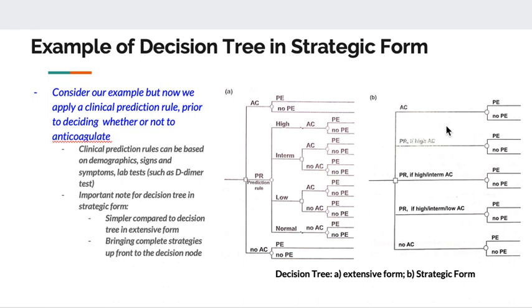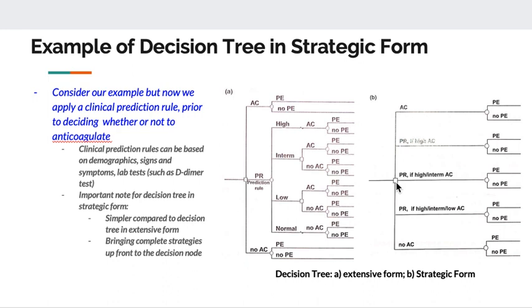It is very important to note that the decision tree in the strategic form is obviously much simpler. Also, we're showing that now, instead of the decision going after the chance nodes right here, we bring all the possible options up to the front of the decision node over here. So the structure of the problem is pretty much the same, but now the structure of the tree is much simpler, so it is easier for us to understand and analyze our decision problem.